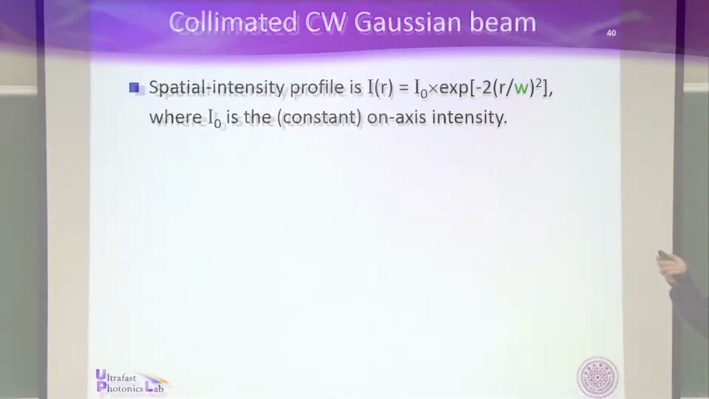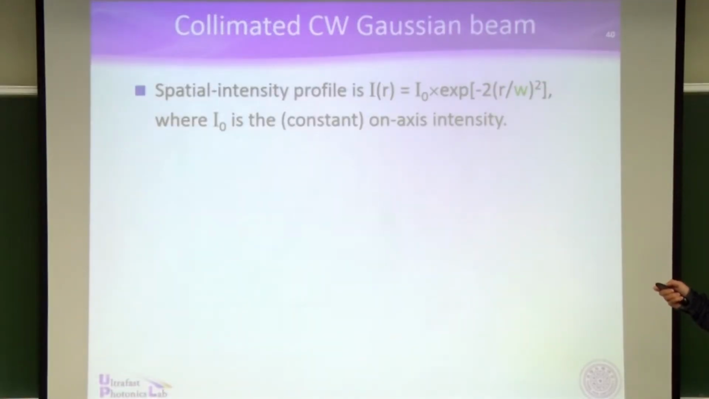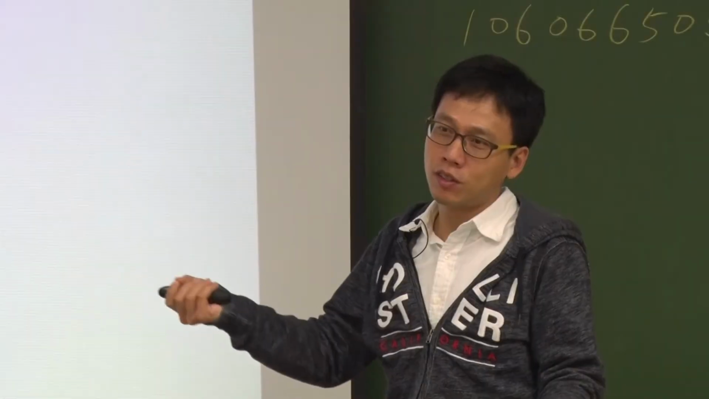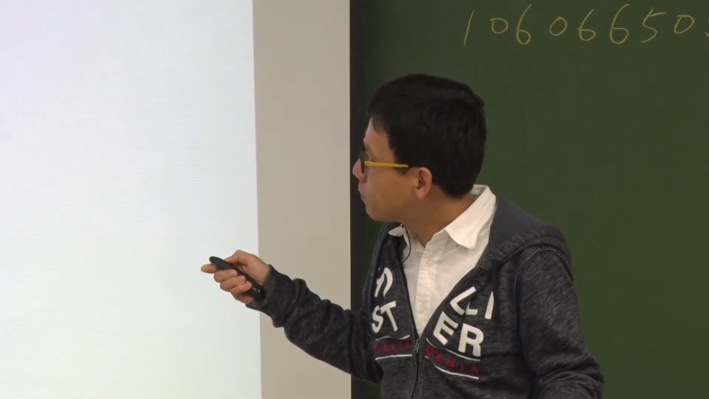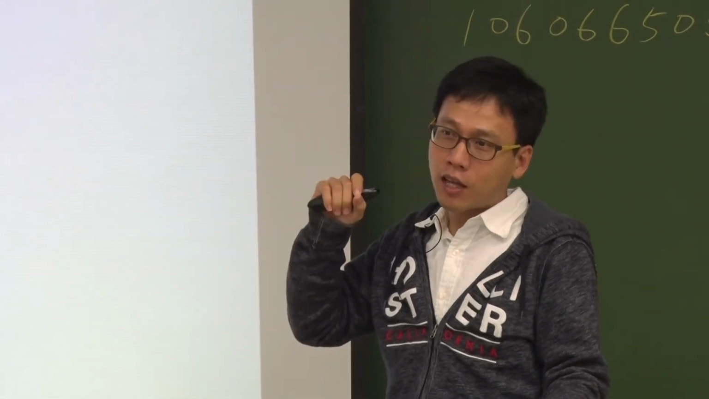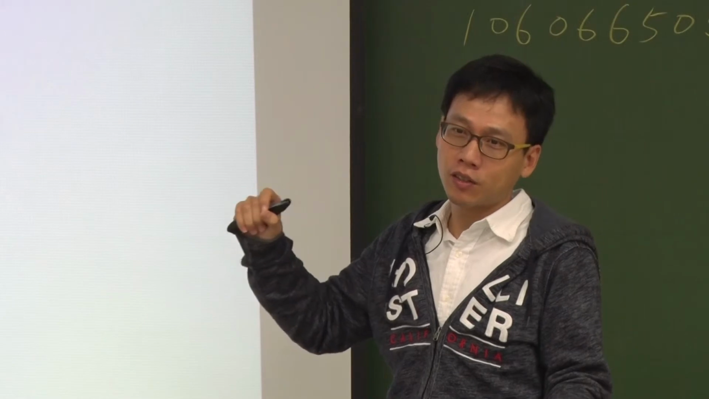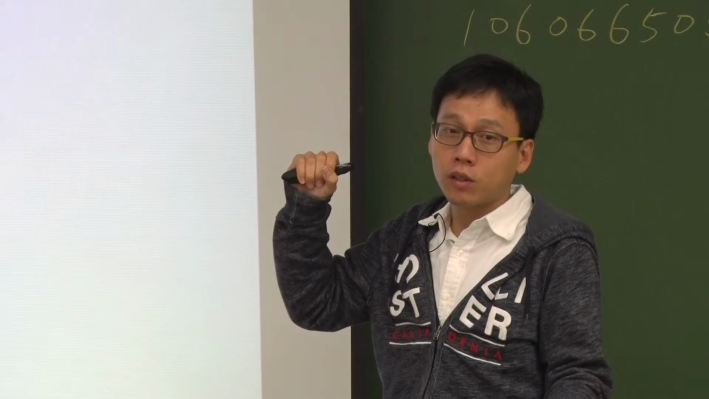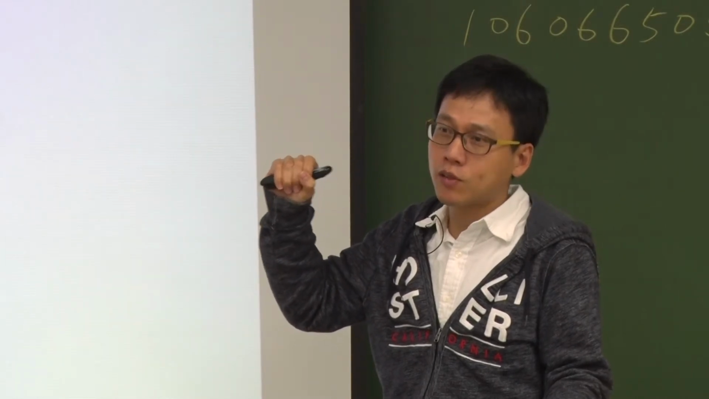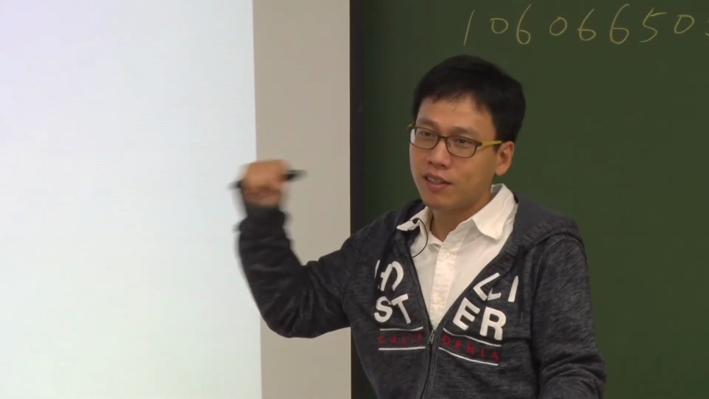Okay, but let's start with a very simple example: a collimated CW Gaussian beam. What is the meaning of collimated? In Mandarin, it means 准值. So if you use this word, maybe you can neglect the divergence of your beam with propagation. If it is collimated, you can roughly assume the beam will not change its cross-sectional area as it propagates.